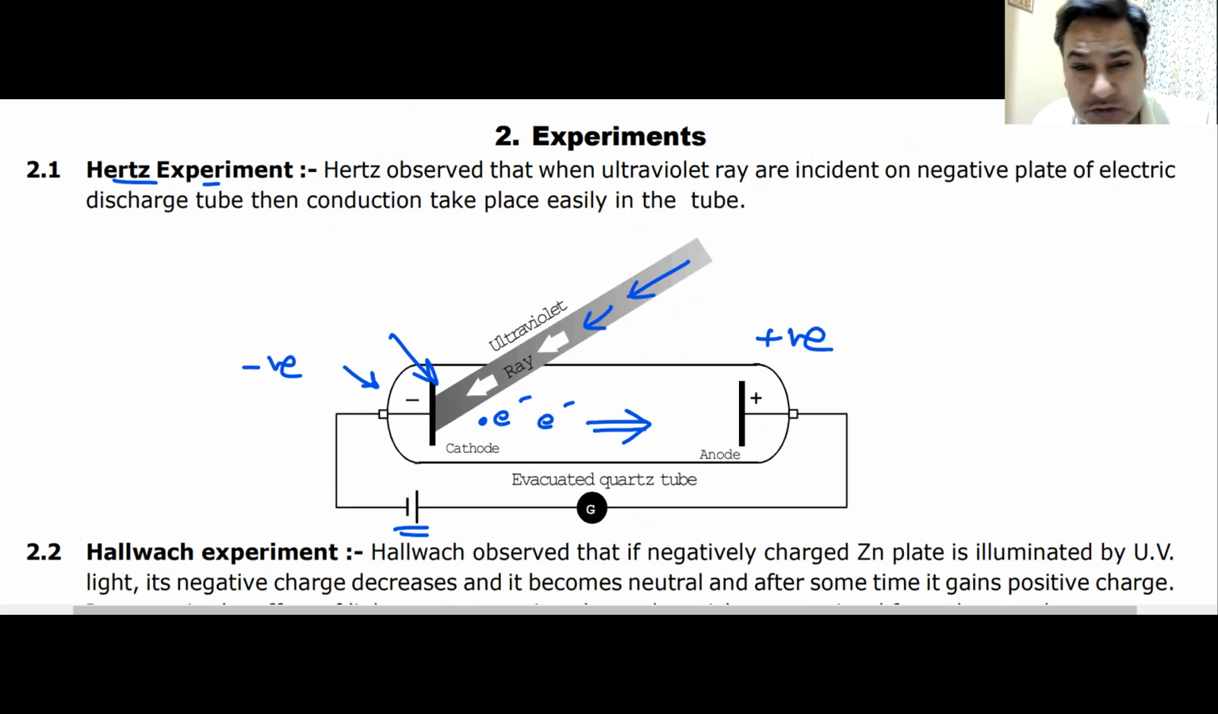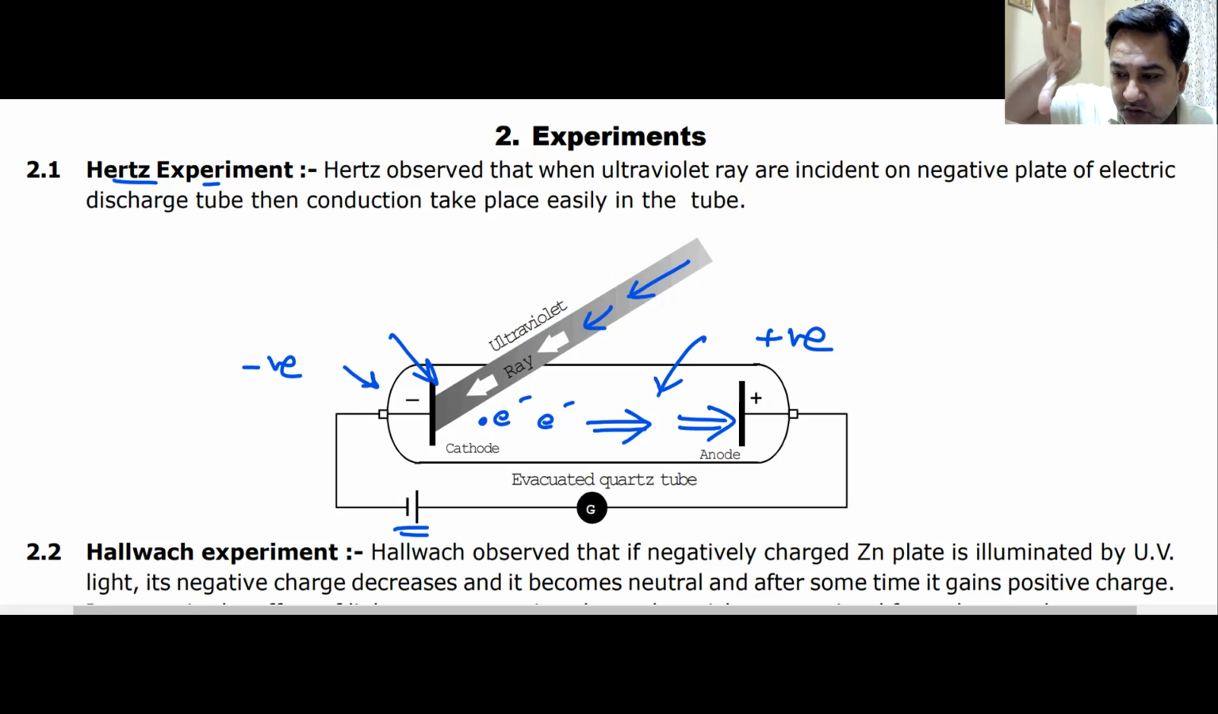So what will happen to these electrons? These are negatively charged particles. They will move towards the positive side. Yes or no? Yes, sir. So we will have a current flowing in the circuit. This current is known as photoelectric current. This is a simple experiment that tells you how radiation is falling, how electrons are ejected, and how current is established. You don't need to draw this, you just need to see this.